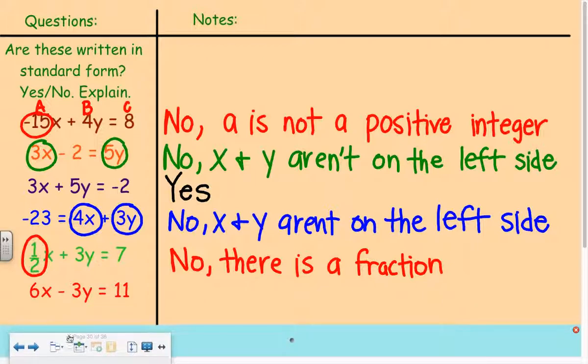And the last one, 6x minus 3y equals 11. X and y are on the left-hand side. 6 is a positive integer. Negative 3 and 11 are integers. And there are no fractions or decimals. So this one is yes.